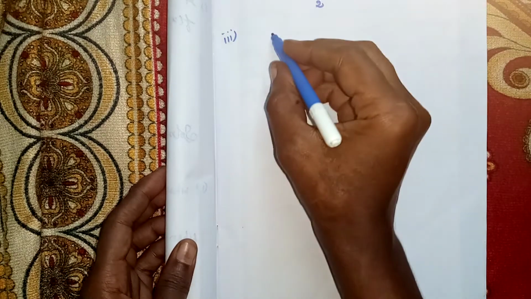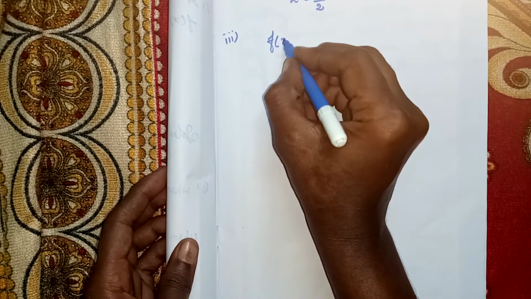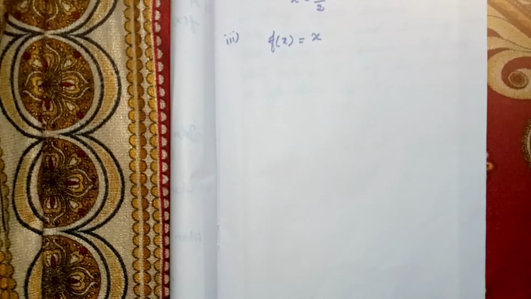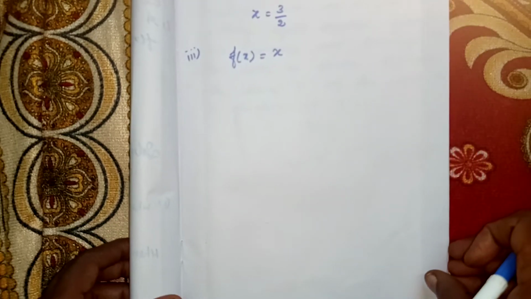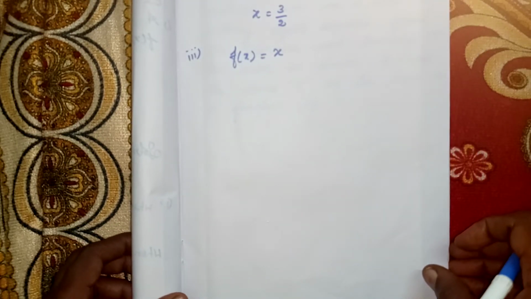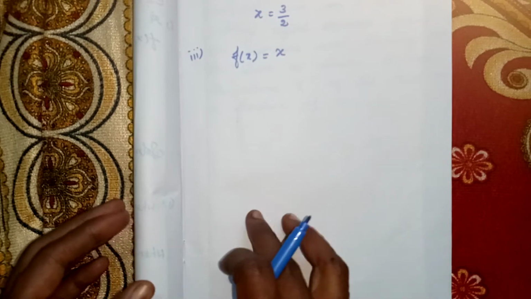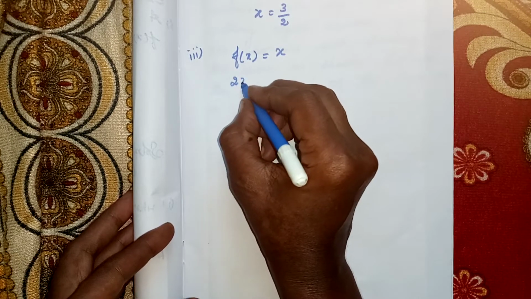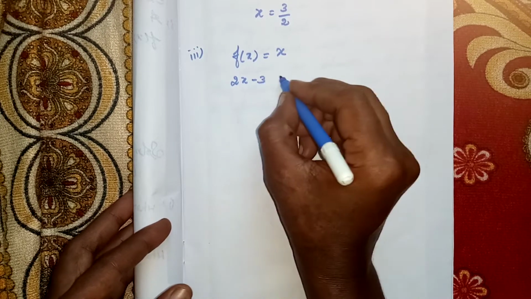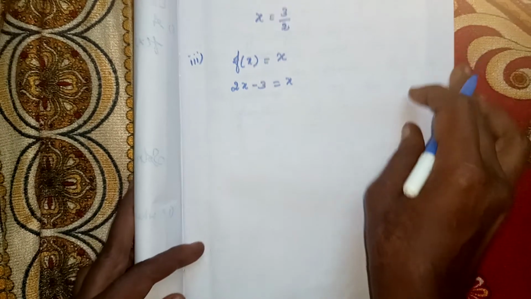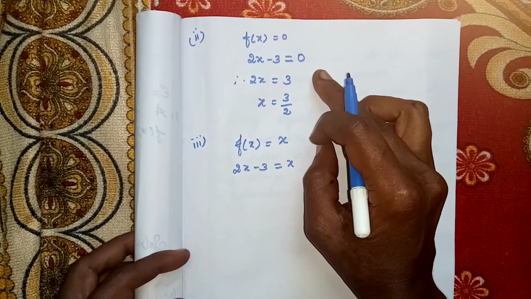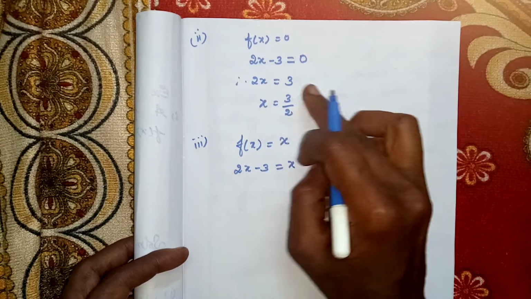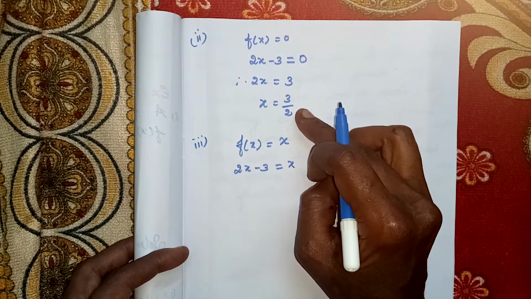Third question is f of x is equal to x. Find x such that f of x is equal to x. What's the question? Find x such that f of x is equal to x. In place of f of x, what do you have to substitute? 2x minus 3 is equal to x. Here f of x is equal to 0, so we have substituted 2x minus 3 is equal to 0. So 2x is equal to 3. x is equal to 3 by 2.